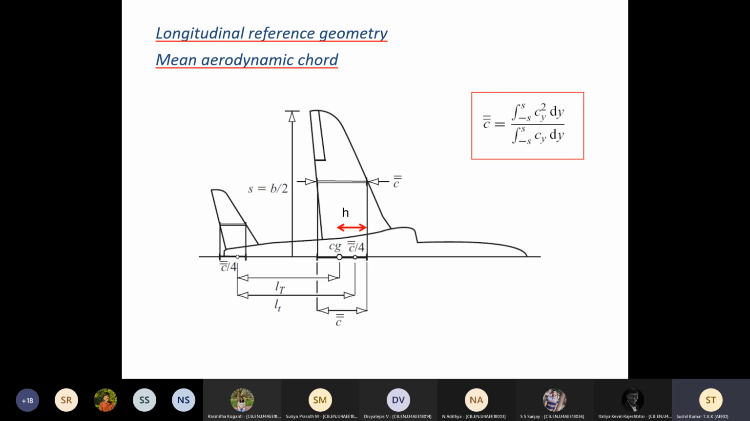One is mean aerodynamic chord. Again, it's something which is available in any standard flight mechanics book or introduction to aero book. So whenever we are using chord in this course, it's going to be mean aerodynamic chord, C double bar. And the distance from the leading edge of the mean aerodynamic chord to the CG is given by h. So these two things we will be using frequently. Half span is small s, that is b by 2.